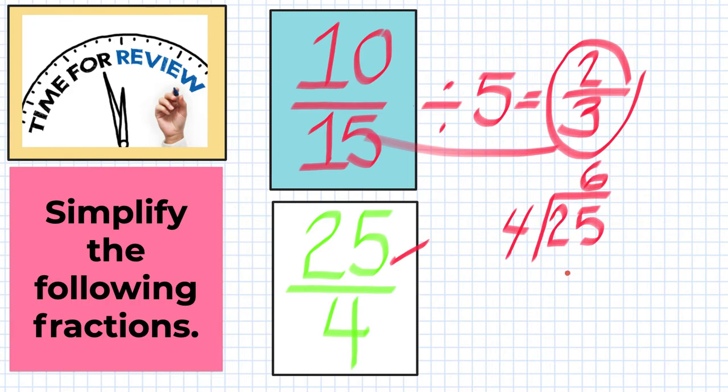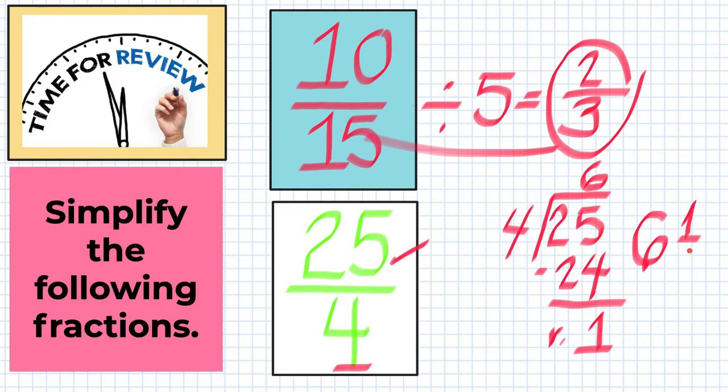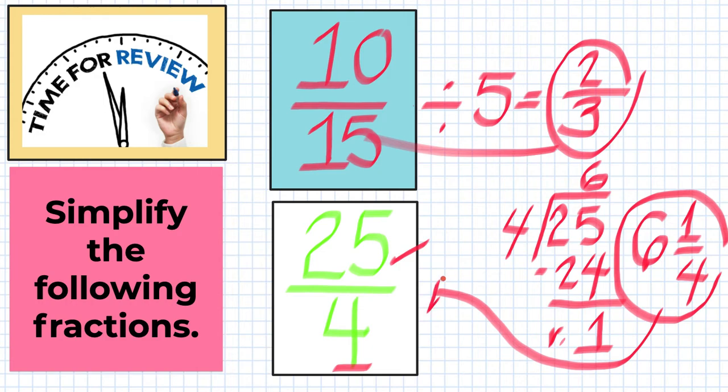6 times 4 will give you 24. Then 25 minus 24 will give you 1. So therefore, the quotient, which is 6, will be your whole number. 1, which is the remainder, will become your numerator. And simply copy the denominator, which is 4. So the simplified form of 25 over 4 is 6 and 1/4.